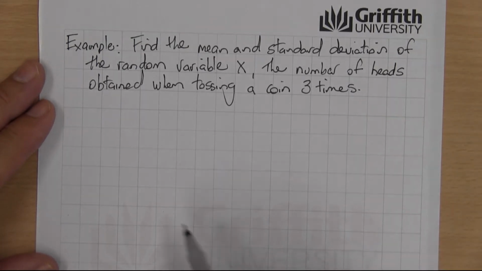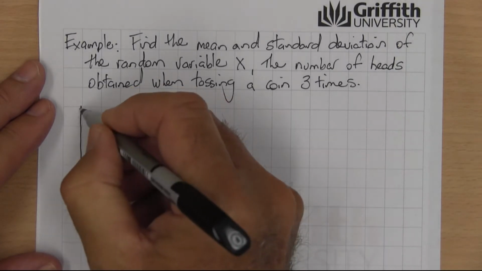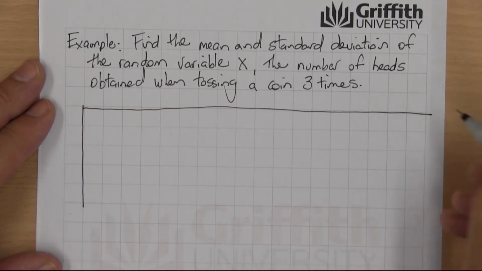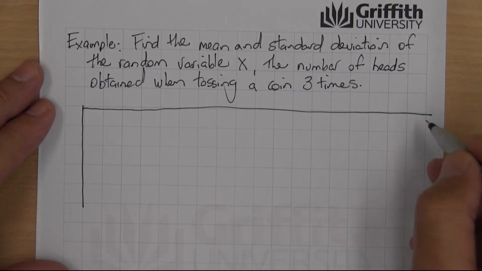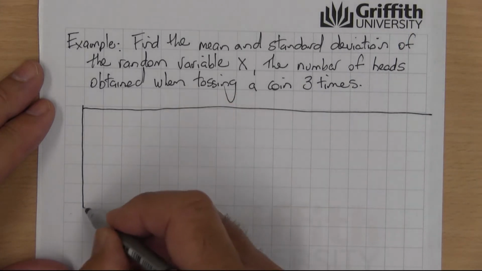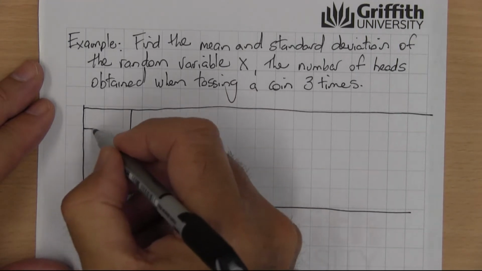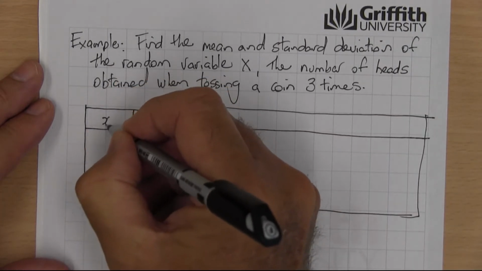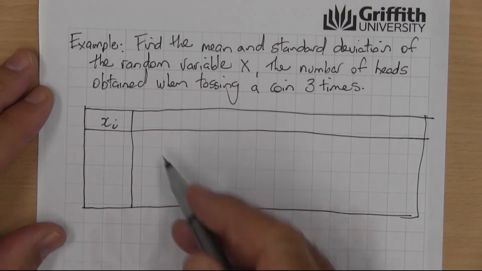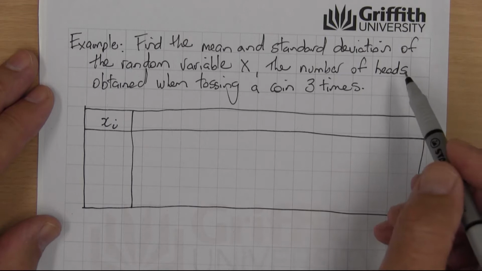So one of the really neat ways of doing this is to actually draw up a table. Now the table eventually will have probably around about 6 columns, so we'll just do the first 3 columns. And in the first column we're going to have all the values that xi can take. Now xi are all the values that the random variable X, being the number of heads, can take.